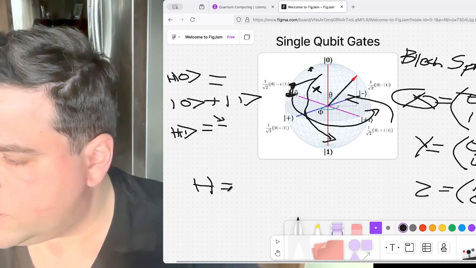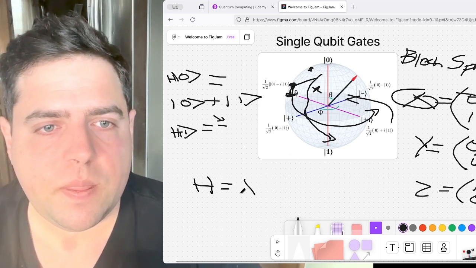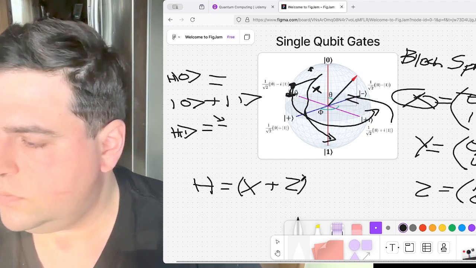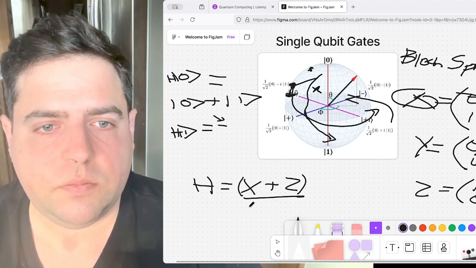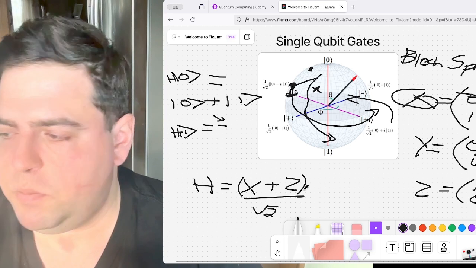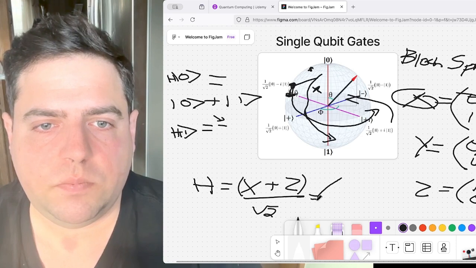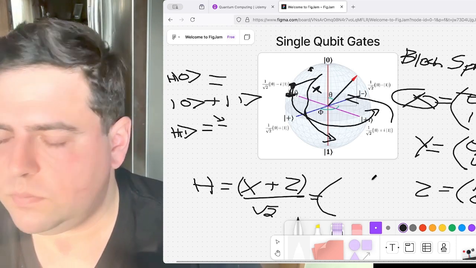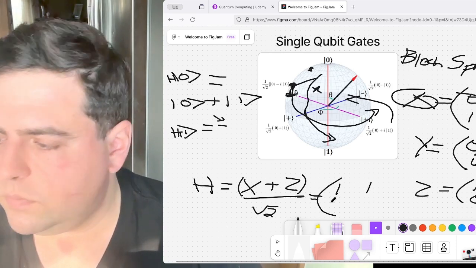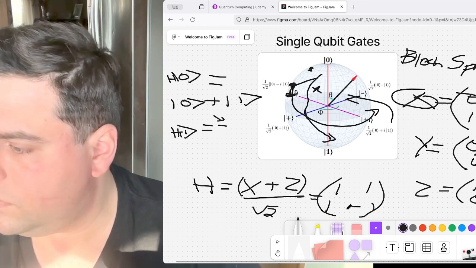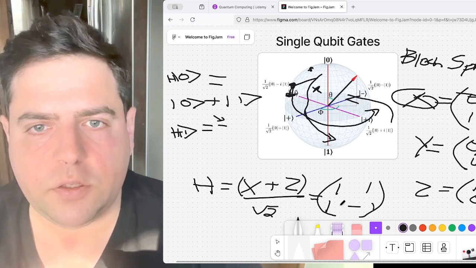So what the Hadamard gate actually looks like is an X plus a Z, the Z because it picks up a phase as well, over square root of 2, because it's not a full flip. That actually takes this form. Right? So that's what those guys look like.